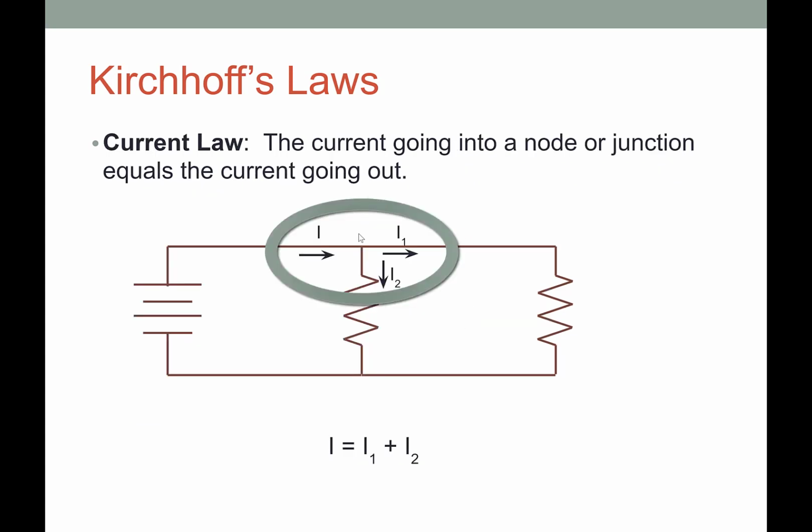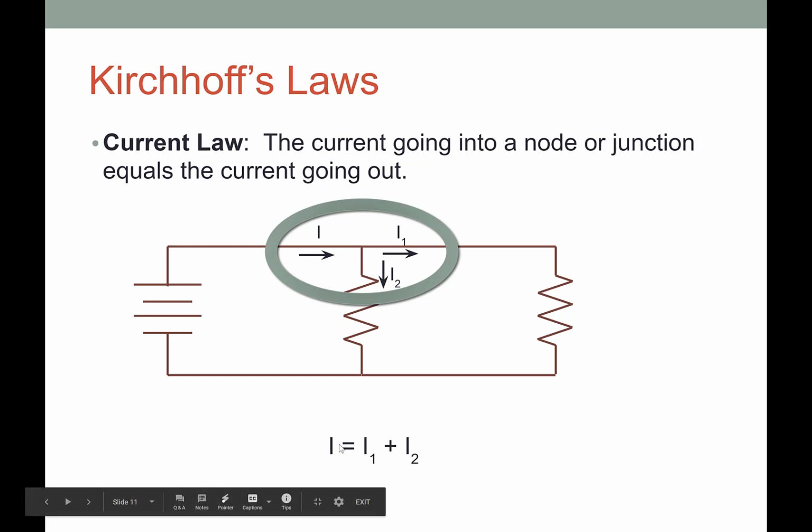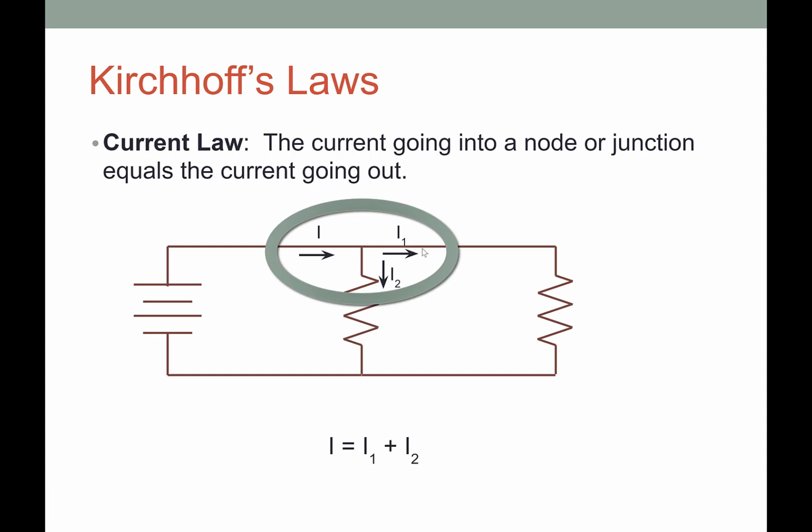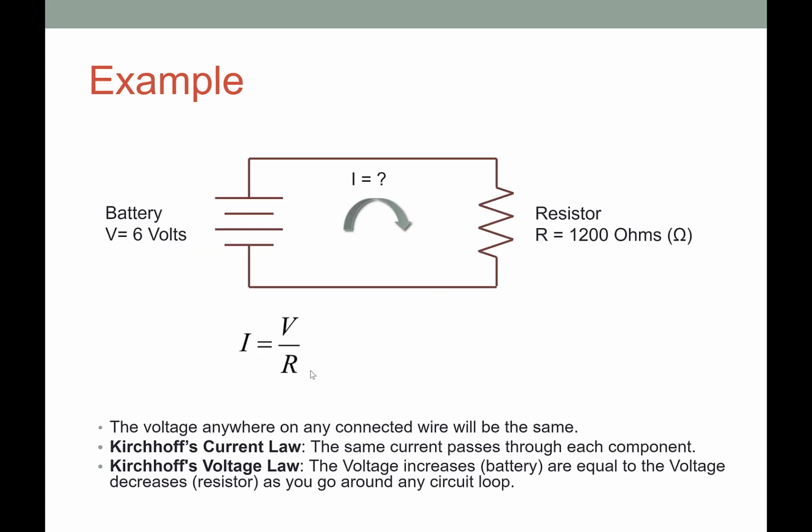If I do have a split, like right here would be a node, Kirchhoff's current law tells me that the current coming into that node is equal to the current coming out. So I, being the amount of current coming into the node, is equal to I1 plus I2, which is the sum of the current going out on those two branches. And similarly, I1 and I2 will come back around and meet at this other node, and their sum equals the current coming out of that node.